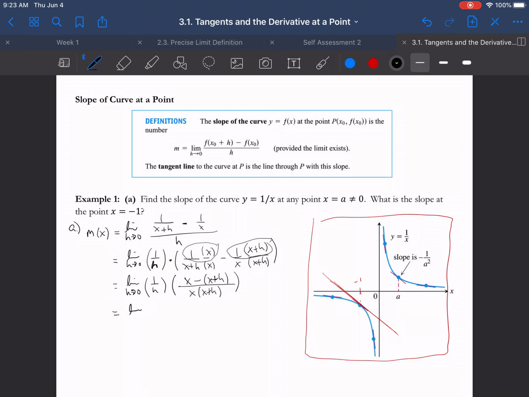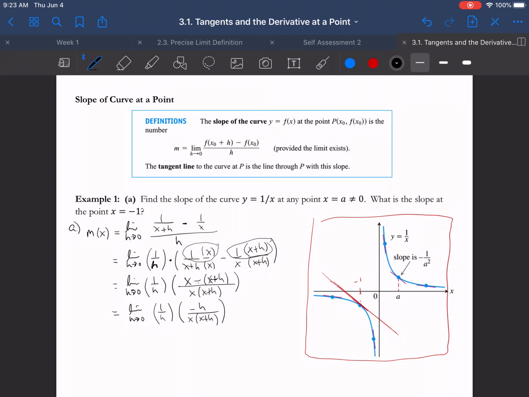And we'll get limit as h goes to 0, 1 over h, times, this is x minus x, so those are going to cancel, and then this minus is going to apply to h, and we'll have a negative h over, and then the denominator I'm just going to leave. It's going to be x times x plus h, just like that.